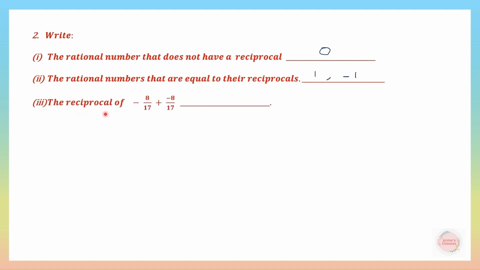Now we have to write the reciprocal of minus 8 by 17 plus minus 8 by 17. So let's work this out. Since the denominators are the same, that is our LCM. So minus 8 minus 8, because plus into minus is minus. Since the signs are the same, put the same sign and add 8 plus 8, which is 16. So we've got minus 16 by 17.